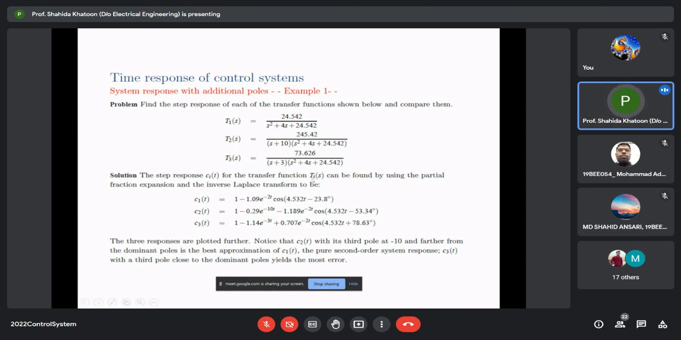What you need to do is just find the step response by putting R(s) equal to 1/s, right? So just substitute R(s) equal to 1/s. So C(s) becomes, for the first transfer function, 24.542 divided by s square plus 4s plus 24.542 into s, right? So then by partial fraction expansion, you can find out the inverse Laplace transform, and that will take this shape, right?